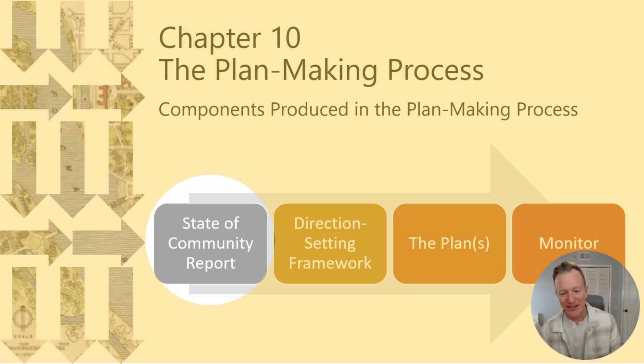So in the diagram below, we have the plan making process. That starts with the state of community report. Then you're going to set some direction framework, then create the plan, and then monitor the plan. And putting together that first stage, the state of community report, was a part of the project that I really enjoyed in Pasadena.